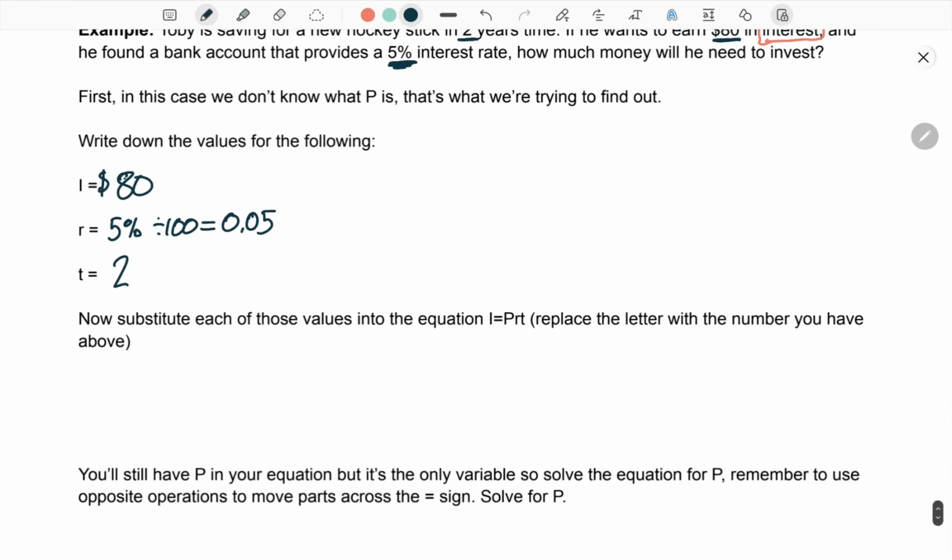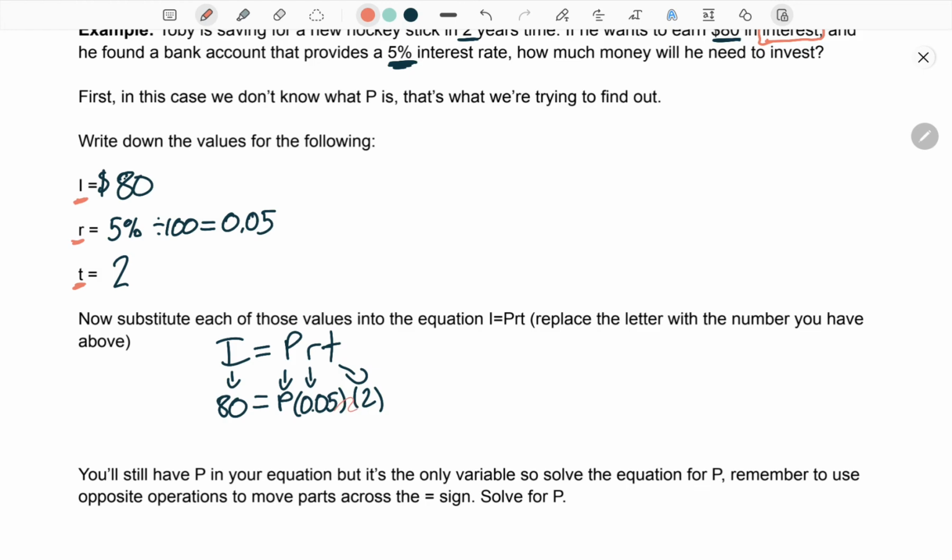All right, so again, we want to just use I equals PRT, but we're just replacing whatever the letter is, so I, R, and T, with the values that we have. So we're starting with this. For I, we're now going to get 80. For P, well, we don't have a value for that, so that's going to stay as a variable. For R, well, as we saw above, that's 0.05. And for T, well, that is just 2. So that's what our equation looks like.